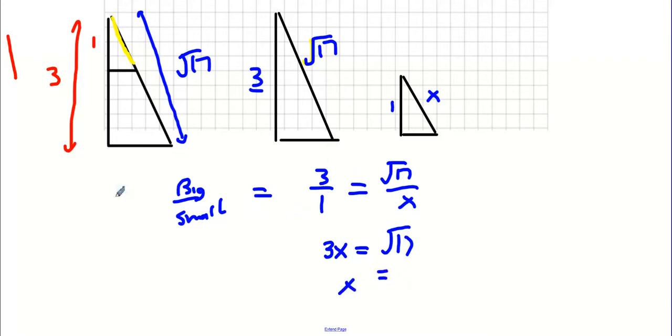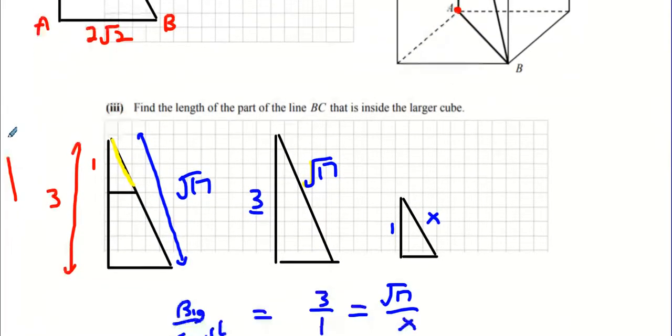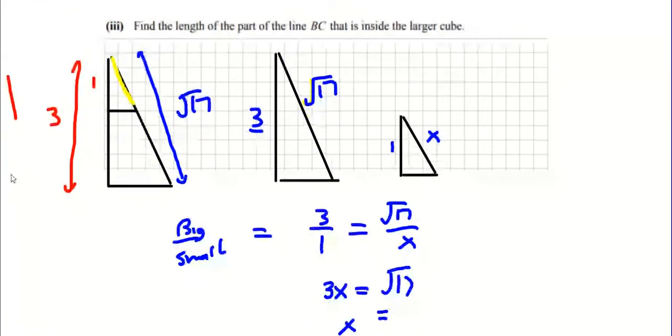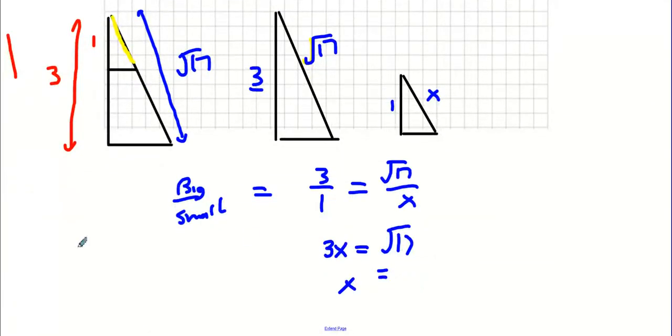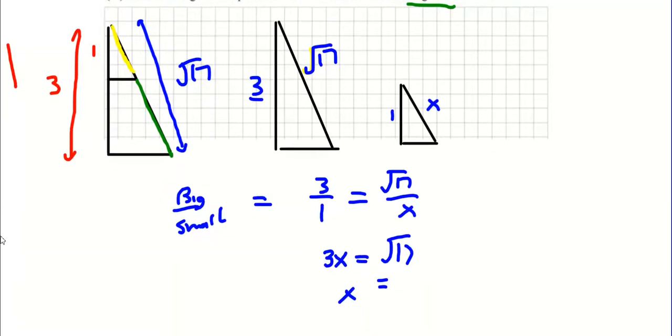Oh, sorry, inside the larger cube. All right, I'm just going to get the part in the smaller cube and then take it away. Sorry, guys, I'm not actually after the yellow line. I'm actually after the green line because it's in the larger cube, but I can sort that out anyway. I know how to do it. It's no big deal. Okay, so here's what we're going to do.